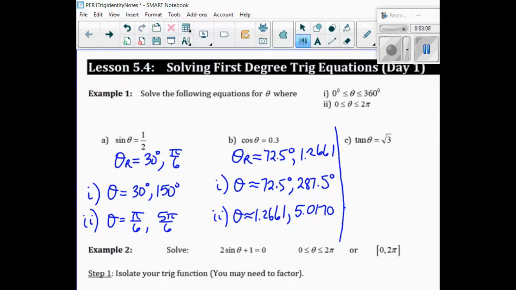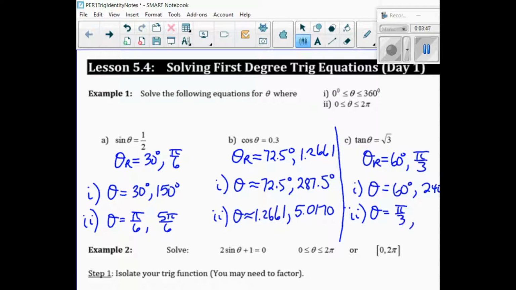All right. So now tan theta is √3. That is a memorized value on the unit circle, so no calculator. So that would be your family of 60s. So the reference angle would be 60 degrees or pi over 3. So for Roman numeral 1 in degrees, that would be theta equals 60 degrees. And then, of course, tan has that unique characteristic where the angles are 180 degrees or pi from each other. So 240 degrees. And if it's in radians, it would be pi over 3, and then if I add pi to that, I would get 4 pi over 3.